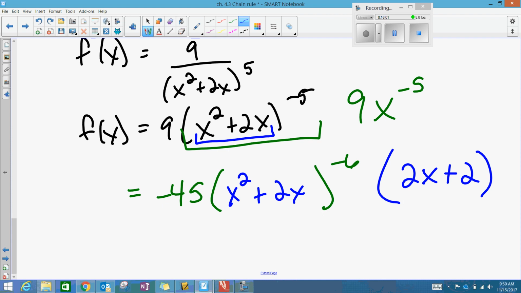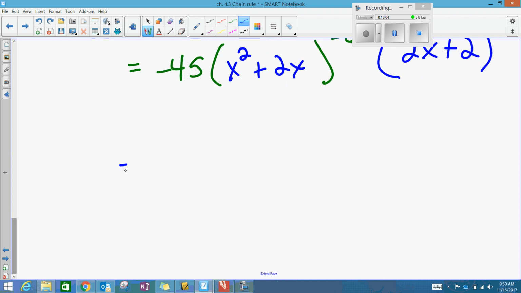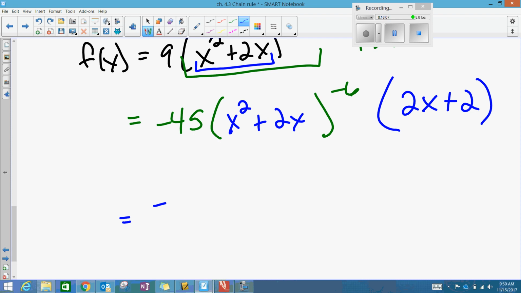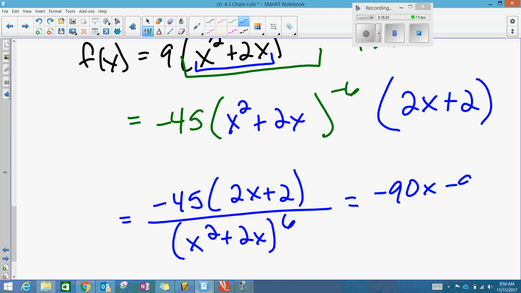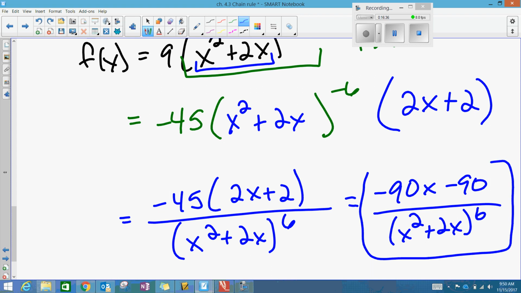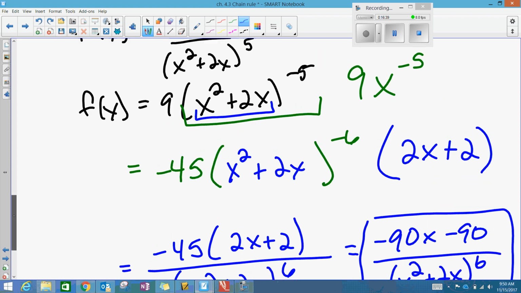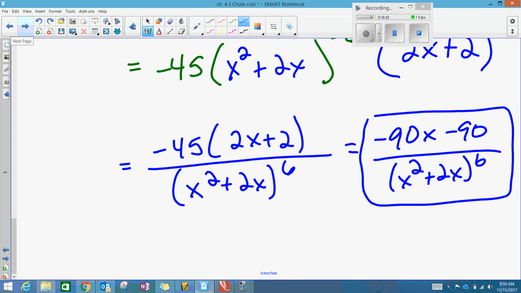And now when I clean that up, I'm going to get negative 45 on top, and the 2x plus 2, which I'll distribute here in a second. And then the x squared plus 2x comes to the bottom, to the positive 6th power. Now if I distribute that negative 45, I get negative 90x minus 90 over x squared plus 2x to the 6th. Okay, so now if there were variables in the numerator, I would want to use the quotient rule. With there just being a constant, I can just rewrite that with a negative exponent. Okay? All right, now there's 2 left here.